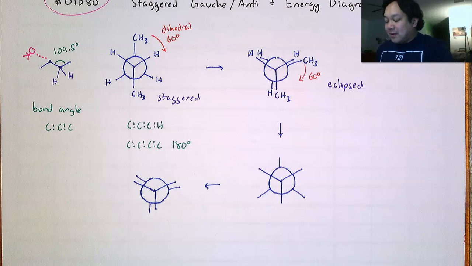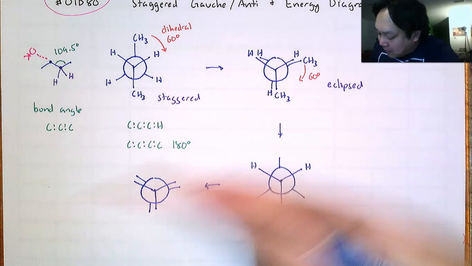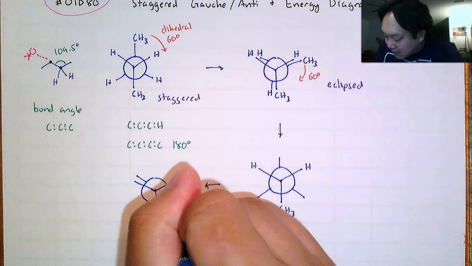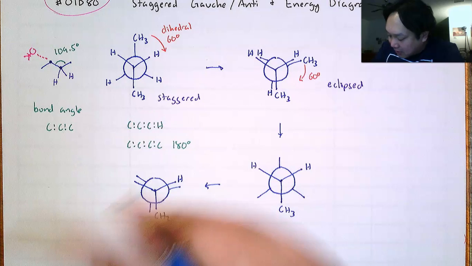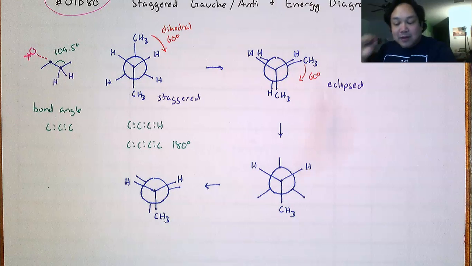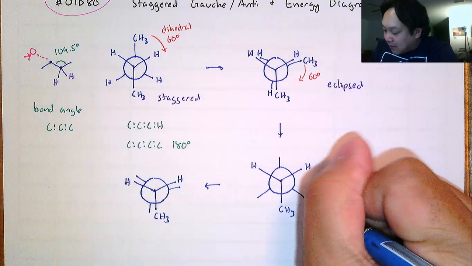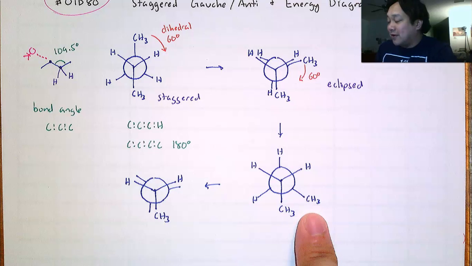Well, if I'm keeping the front carbon steady, why don't I draw what I know? Be careful here. That methyl group is off of this line here. CH3. Where are the H's? An H here and an H here. So I drew the 3 things coming off of that front carbon. Now let's go back to the eclipsed, and I move that methyl group 60 degrees. So now it's here, bottom left. Sorry, bottom right.